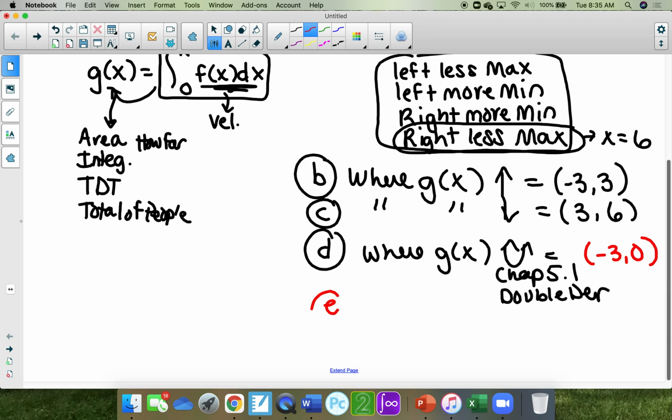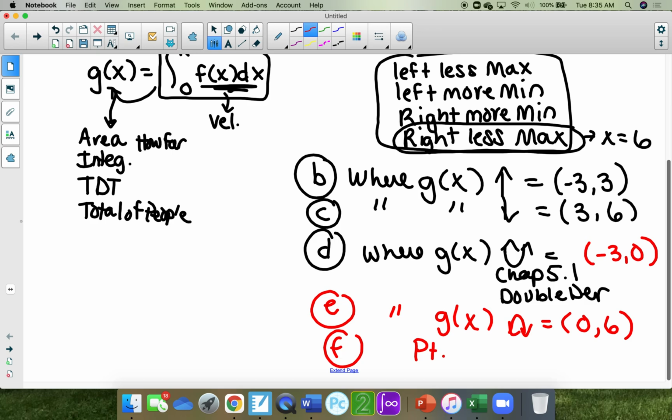And A, B, C, D, E. Where would the g of x be concave down? Negative slopes from 0 to 6. Where would there be a point of inflection? It's where, might as well do that one, EF, where would have a point of inflection?